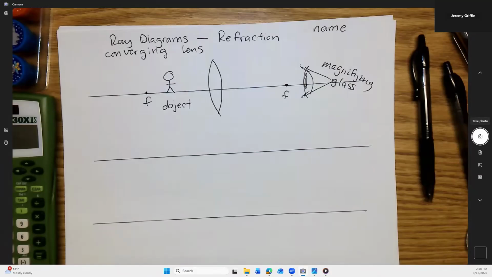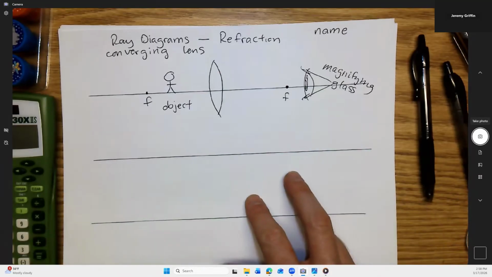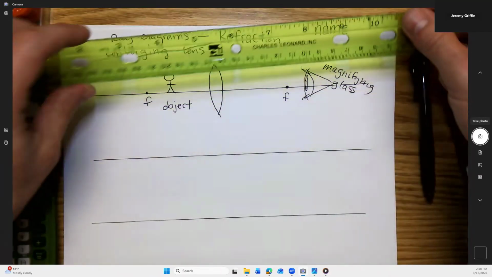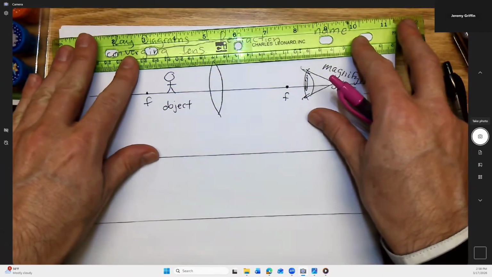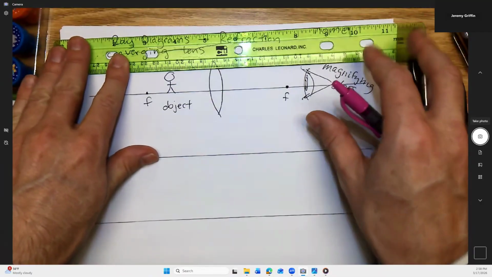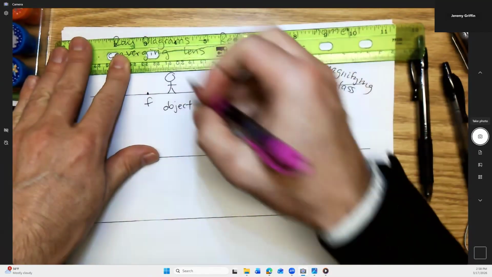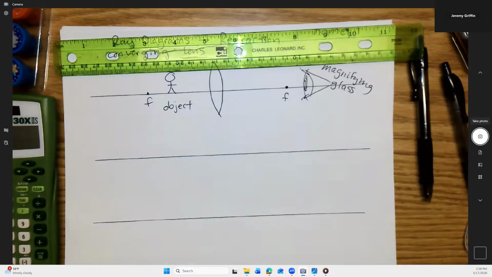All right. Now let's follow some rays. Just follow ray for ray with me, just like you did yesterday. But the rays for refraction are a little bit different than for reflection. So this first ray is going to be pretty similar. We'll just skirt the top of his head and we'll go parallel to the ground.